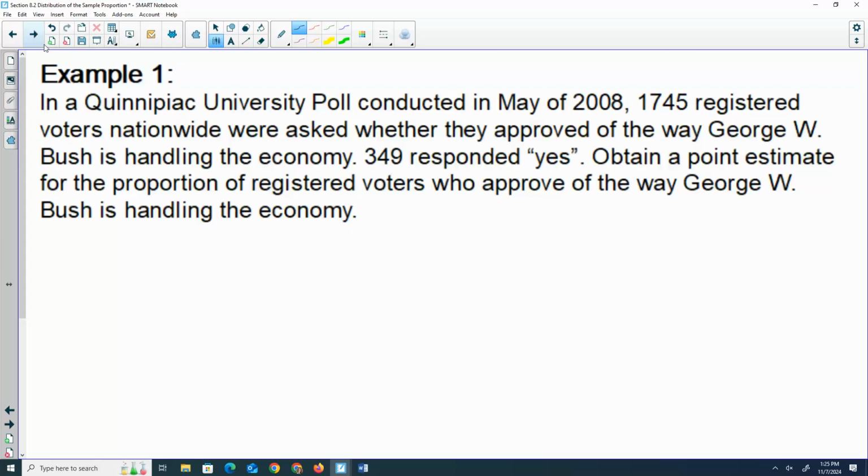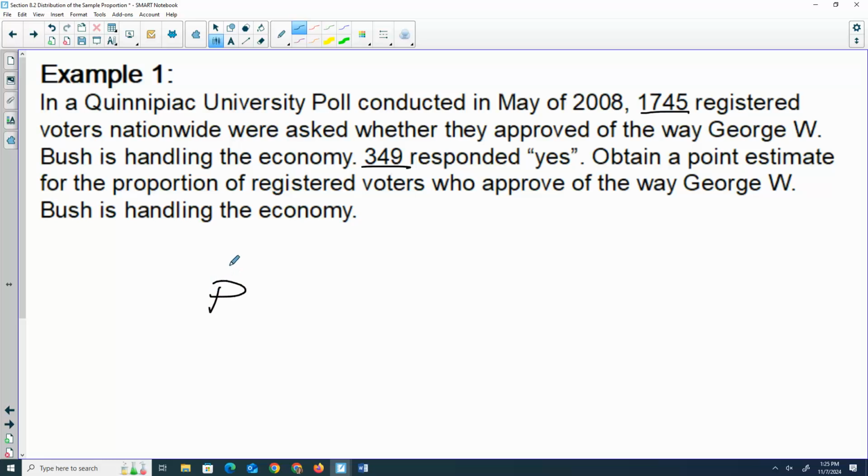So for example, if we had a poll conducted, 1,745 registered voters nationwide were asked whether they approved of the way George W. Bush was handling the economy. 349 responded yes. Obtain a point estimate for the proportion who approve.